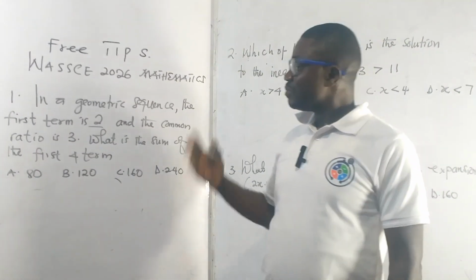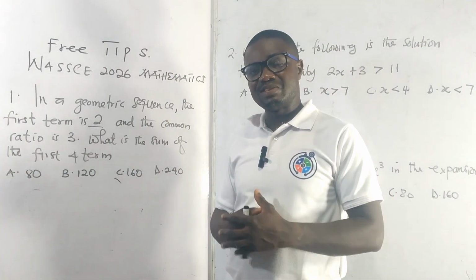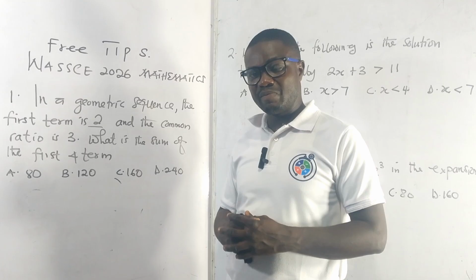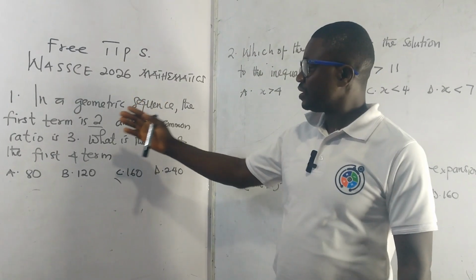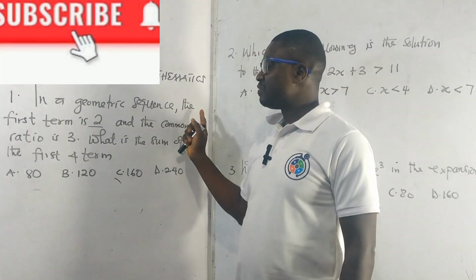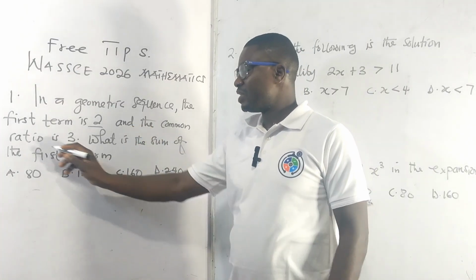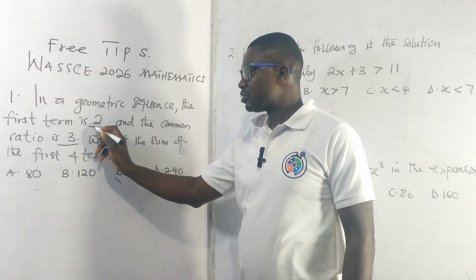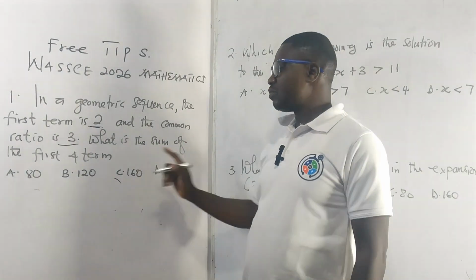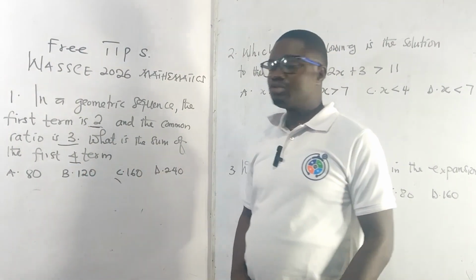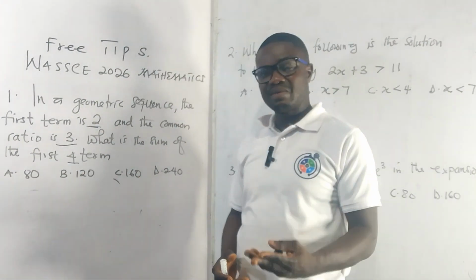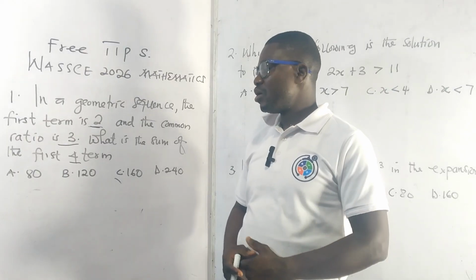Welcome again. Please go through this question before you sit your WASSCE 2026 mathematics paper. We have this question. In a geometric sequence, the first term is 2 and the common ratio is 3. Let's outline the various important points. What is the sum of the first 4 terms? So our goal is to find the sum of the first 4 terms.